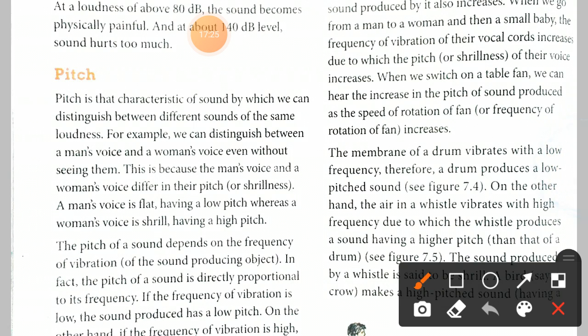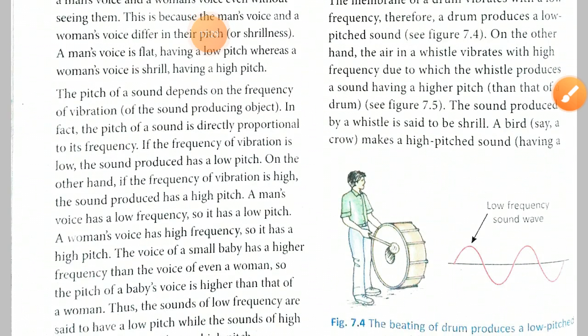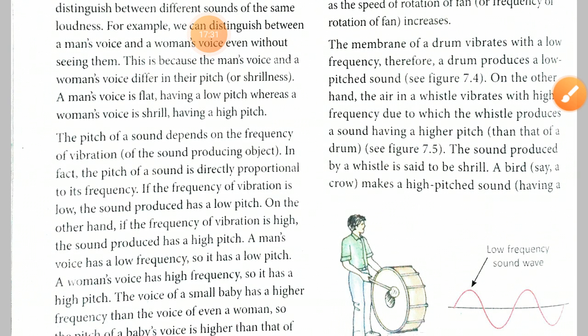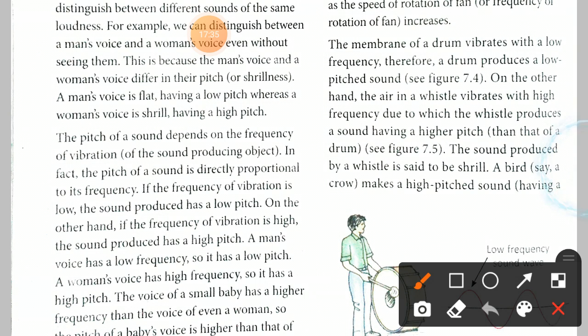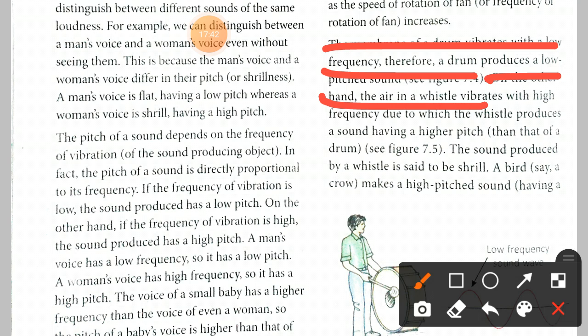You can see here the example given of a person beating a drum. You can see that the membrane of the drum vibrates with a low frequency. Therefore, the drum produces a low pitch sound. On the other hand, the air in a whistle vibrates with a higher frequency, due to which the whistle produces a sound having higher pitch. Clear? The sound produced by a whistle is said to be shrill.